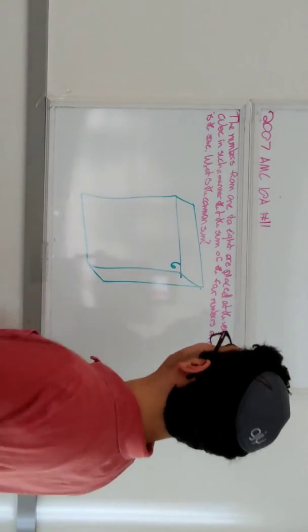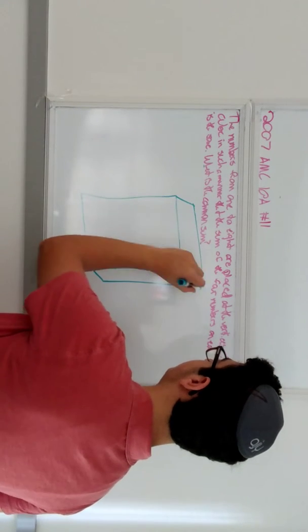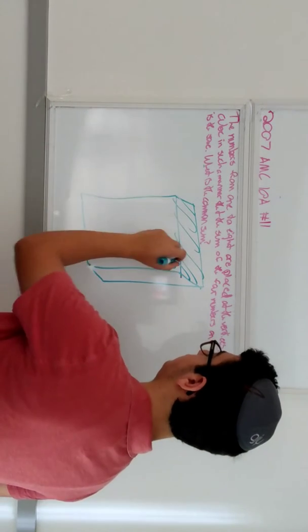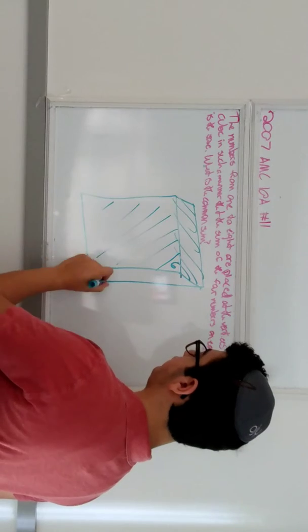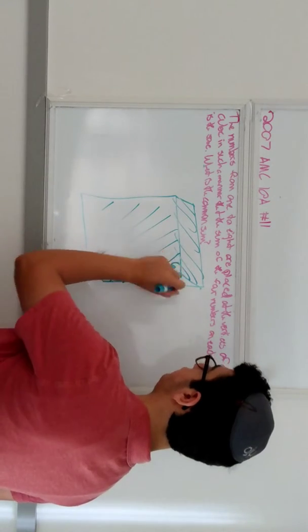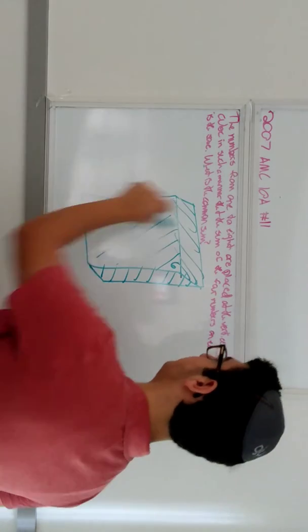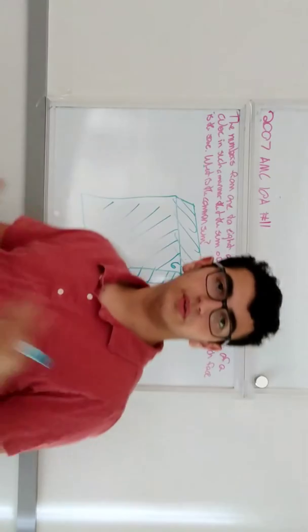This 6 is going to be used once for these four numbers, once in this face, and then once for these four numbers, and then again once for these four numbers in this face. So we can see that this number is going to be used 3 times. This number, this number, this number, this number. All of the numbers are going to be used 3 times.